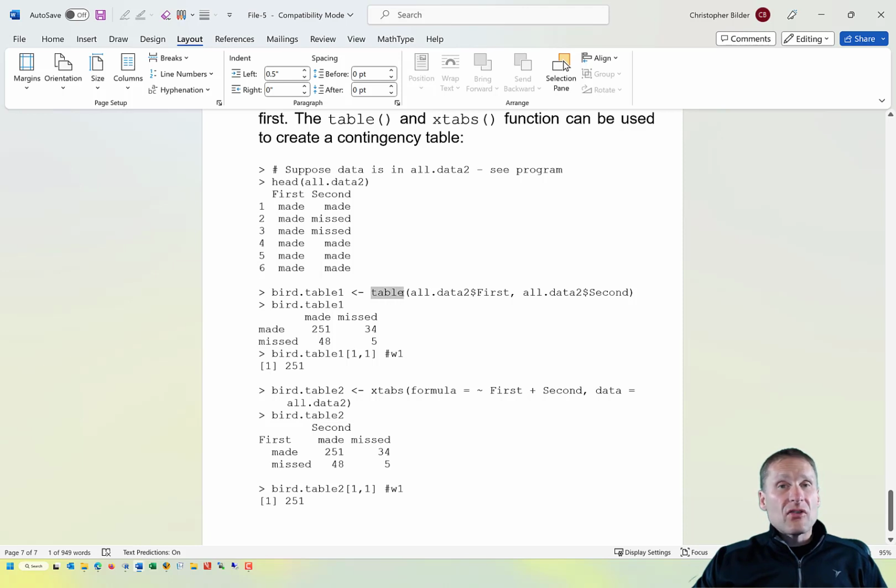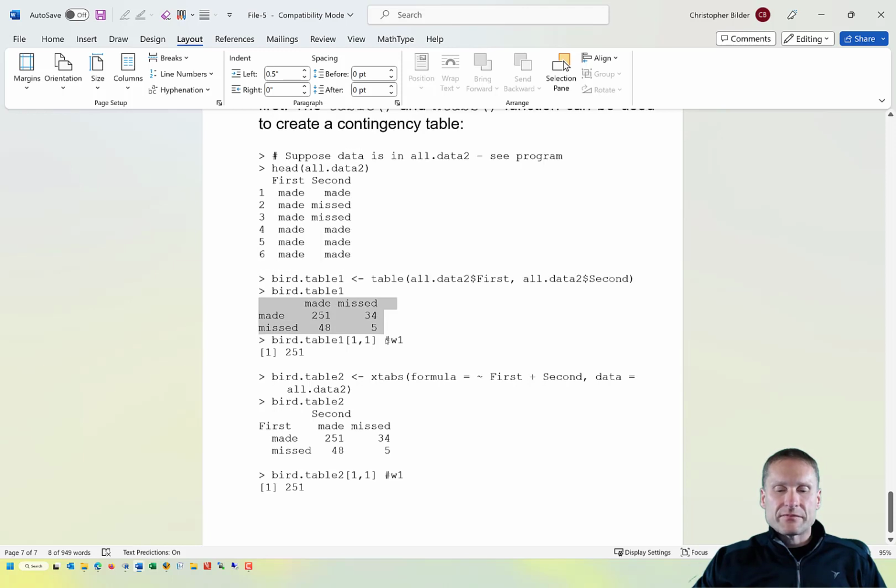One could look at the table function that we've seen before, where all I do is pull the first variable out of all.data2, pull the second variable out, and suppose I put the results into bird.table1 for lack of a better name, and here's my contingency table.